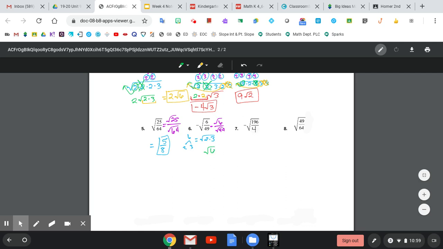And then the denominator, square root of 49. What times itself is 49? 7. So we're going to get negative square root of 6 over 7.